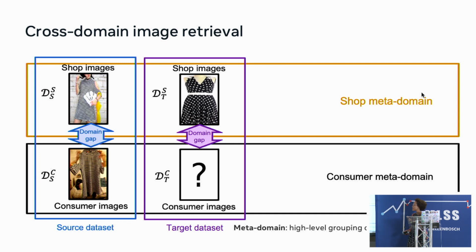In this case, we're calling this meta-domain some high-level grouping of, for example, similar sensors, right? So shopping images and their appearance, and consumer images with their appearance, will be considered different meta-domains. And so we're just going to focus on this meta-domain gap, and we're going to try to close that gap.